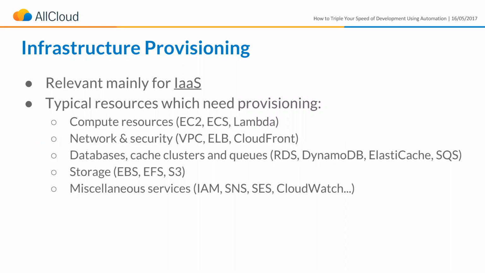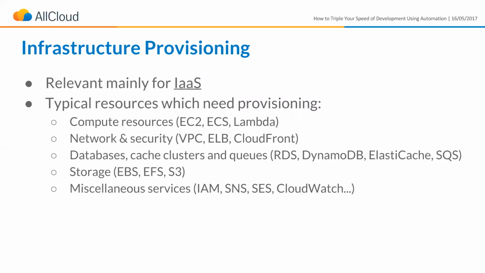This is relevant mainly for infrastructure as a service providers, because if you're using platform as a service, typically the infrastructure is not under your responsibility. Now, what resources do you typically need to provision? First of all, things like compute resources. So this could be EC2 instances, ECS clusters, Lambda functions, etc.